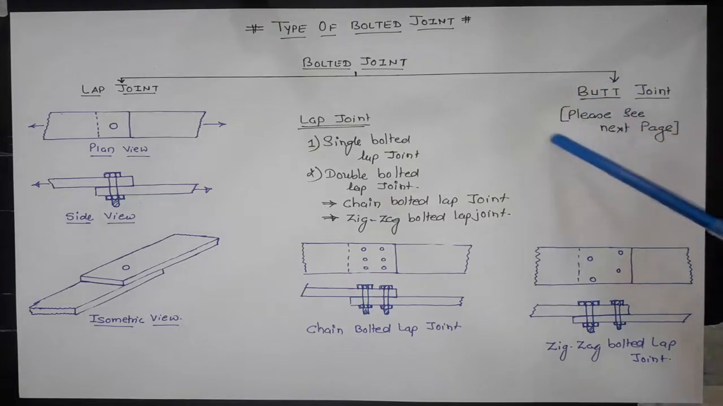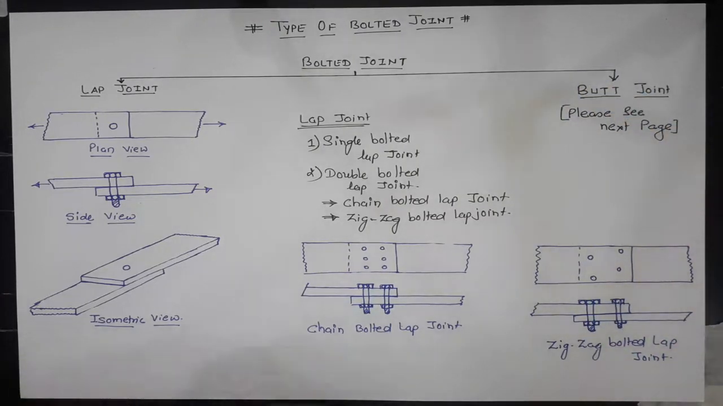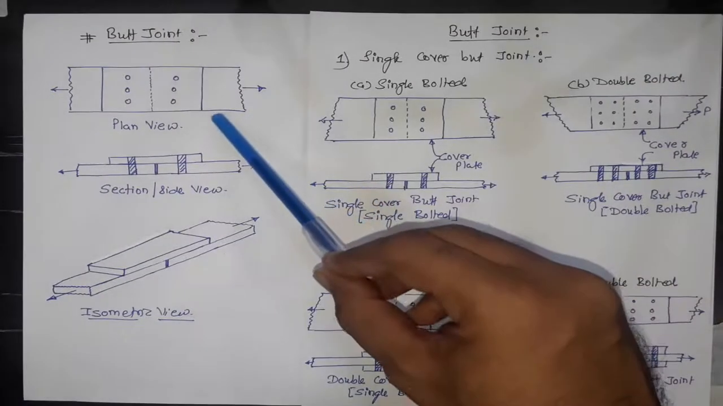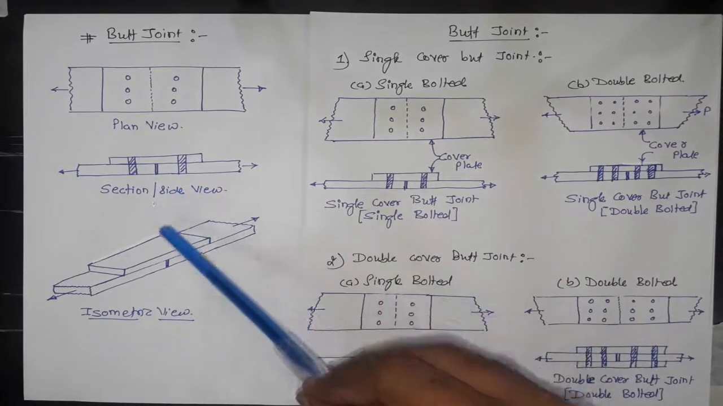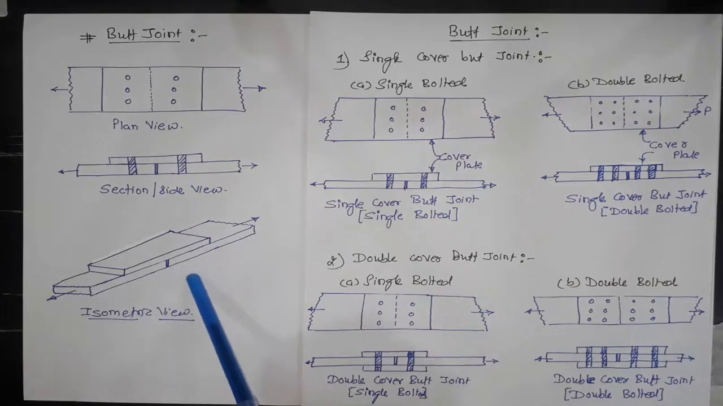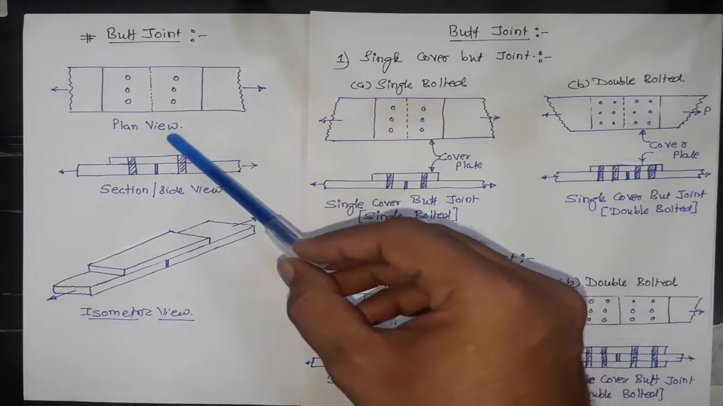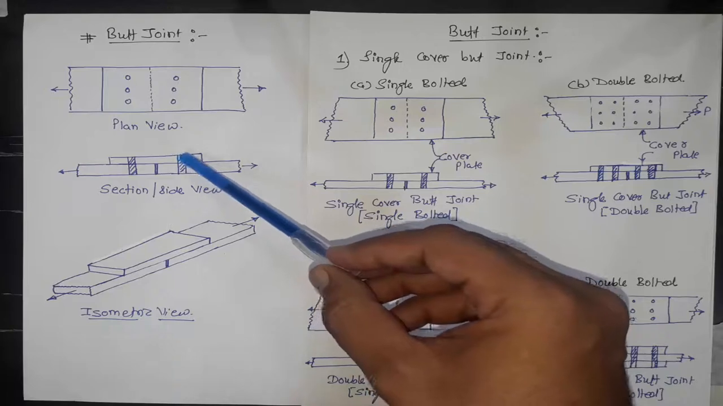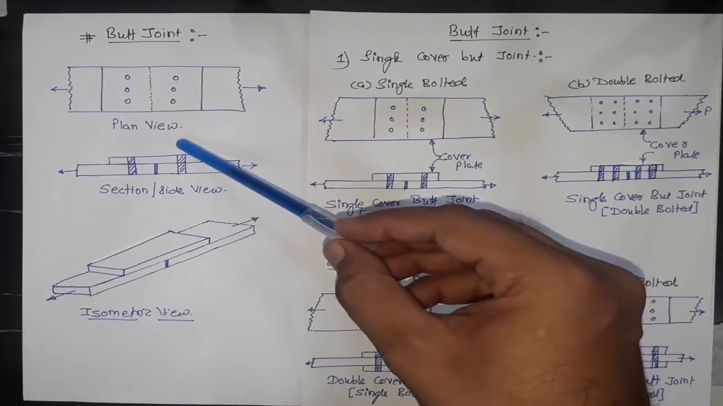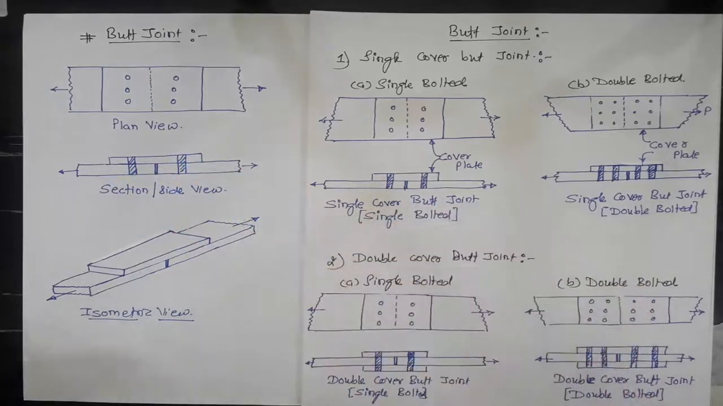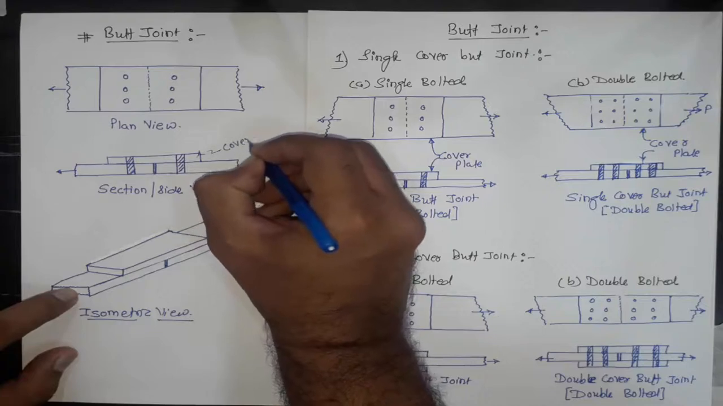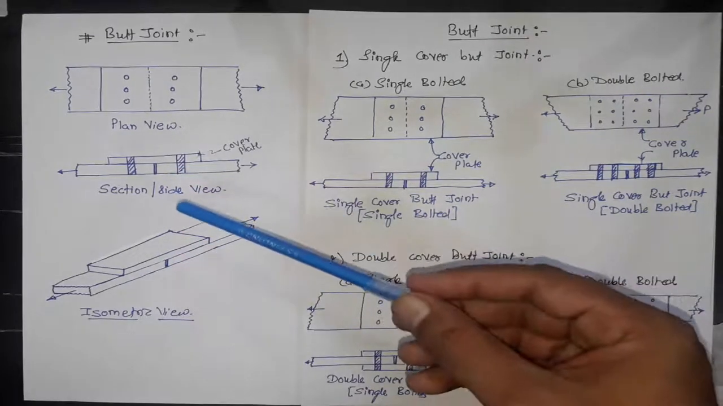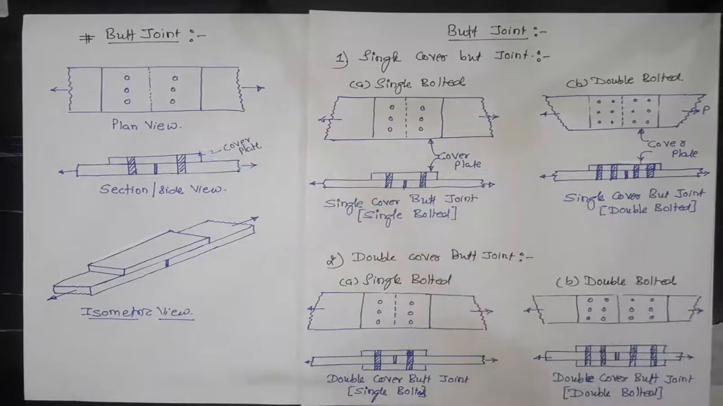Now let's talk about the butt joint. This is a plan view of a butt joint. This is a side or cross-sectional view of a butt joint. This is an isometric view of a butt joint. In this type of joint, two main plates are butted against each other, and an additional cover plate, this is known as the cover plate, is provided on one side or on both sides.